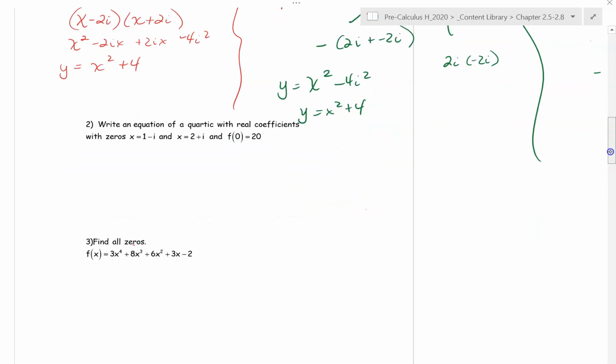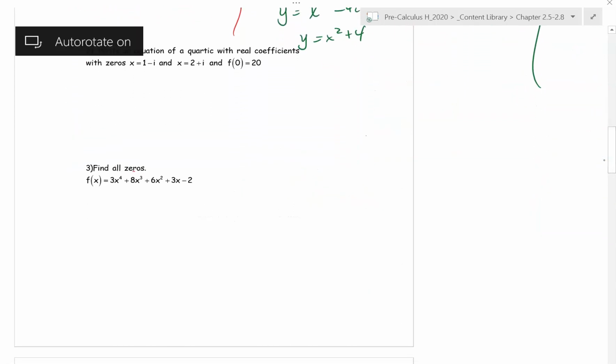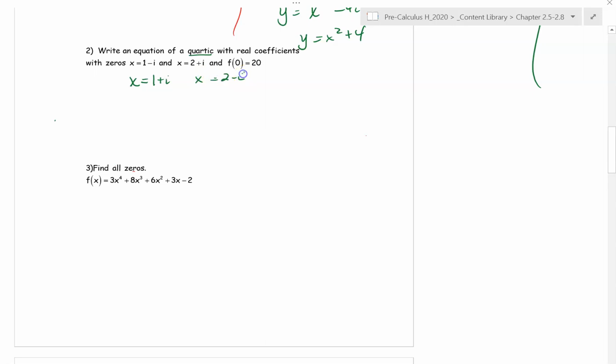Okay, so let's go ahead and take a look at the next example. This time you're going to write an equation of a quartic with real coefficients with zeros x equals 1 minus i and 2 plus i. First of all, if it's quartic, it has 4 zeros. It's fourth degree. And notice it has real coefficients, so you know that 1 plus i and 2 minus i must also be zeros. So go ahead and write your skeleton equation here with an a and see if you can make a plan for finding the value of a. Go ahead and pause the video, please.